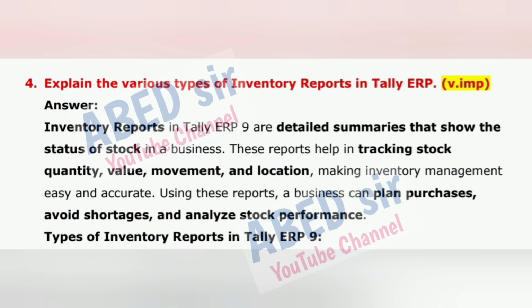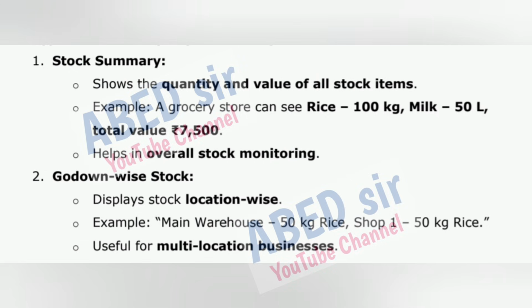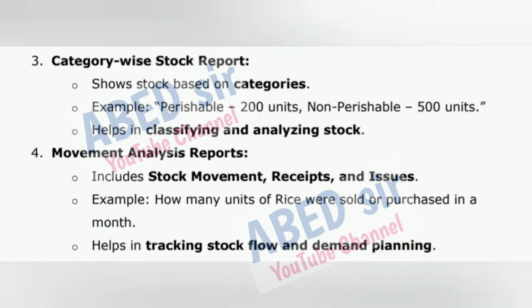Types of inventory reports in Tally ERP 9. 1. Stock summary. Shows the quantity and value of all stock items. Example, a grocery store can see rice, 100 kilograms, milk 50 liters, total value 7,500 rupees. Helps in overall stock monitoring. 2. Godown-wise stock. Displays stock location-wise. Example, main warehouse, 50 kilograms rice, shop 1, 50 kg rice. Useful for multi-location businesses.